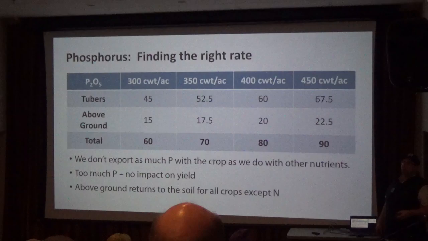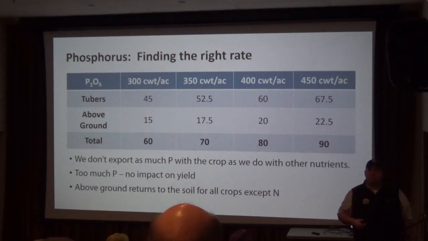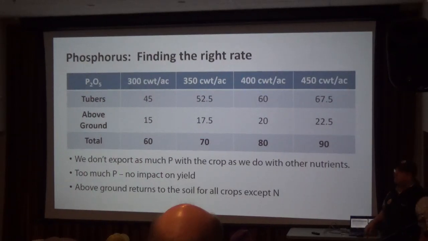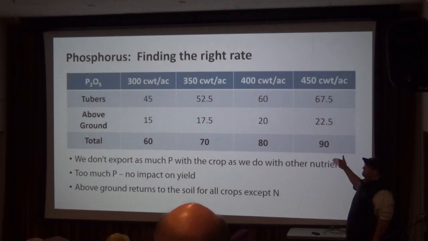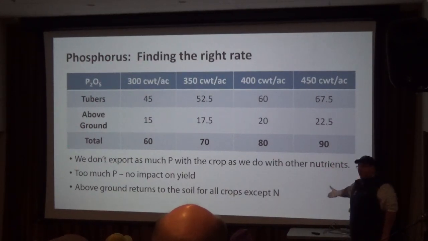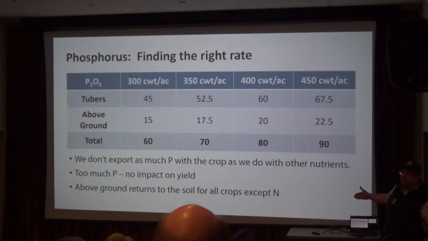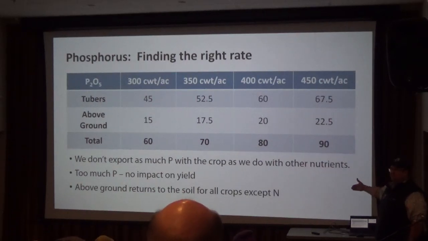How much phosphorus does the plant need? If you were budgeting for a 400 hundredweight gross crop, the tubers will take 60 pounds an acre out of the field, and you'll leave 20 in the field with the above ground biomass, the stalks. So you need 80 pounds an acre of phosphorus to grow a 400 hundredweight crop. We are, as an industry, putting on easily double that in most of our fields, and some 2.5 times that.